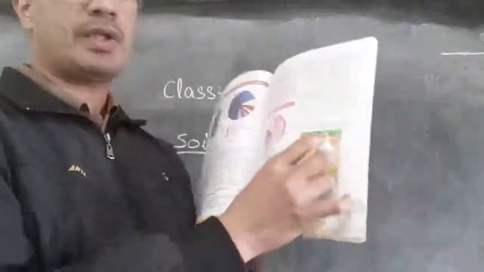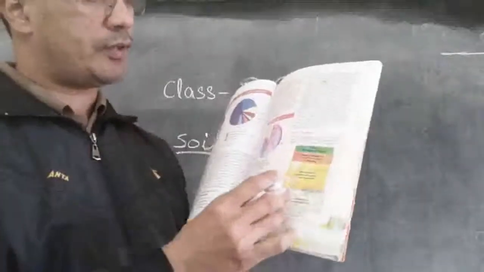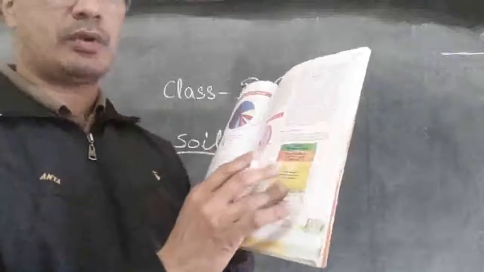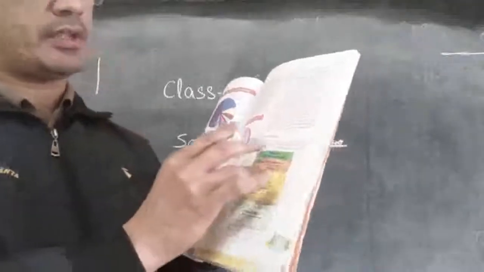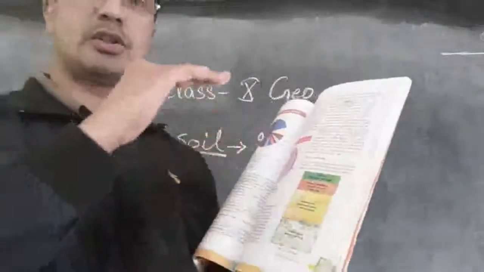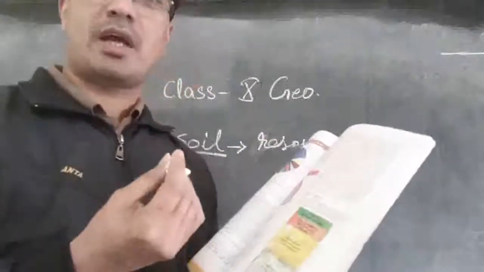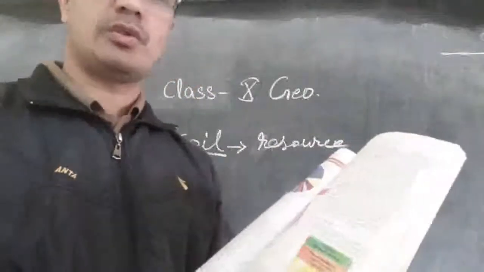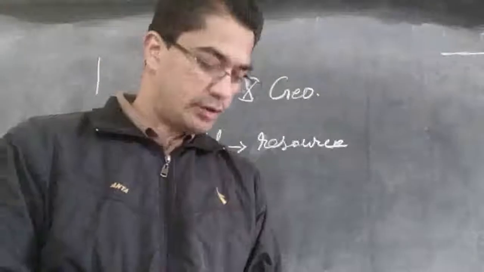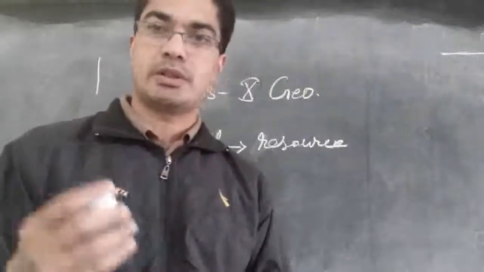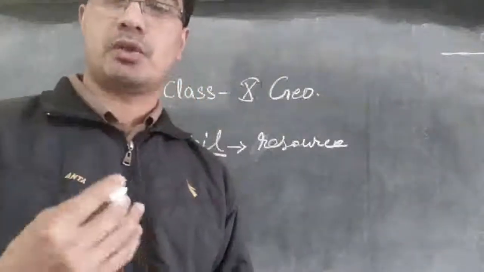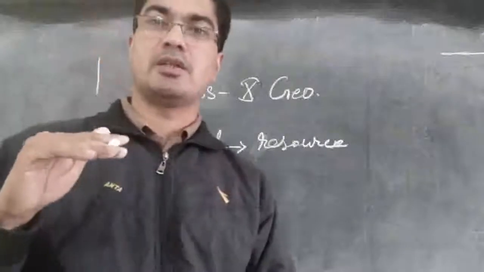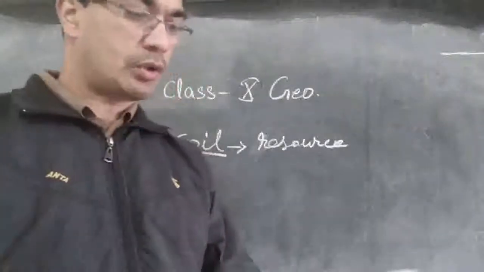So the parent rock is at the bottom and the top part is affected slowly. Then on top we get the nice smooth soil. So it takes millions of years for this parent rock to get weathered slowly, get powdered and become soil.